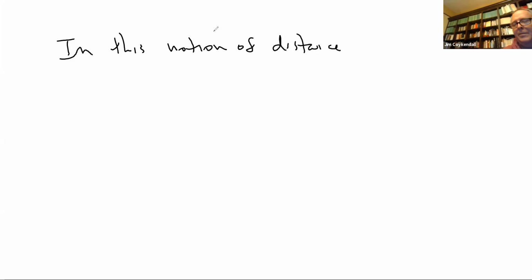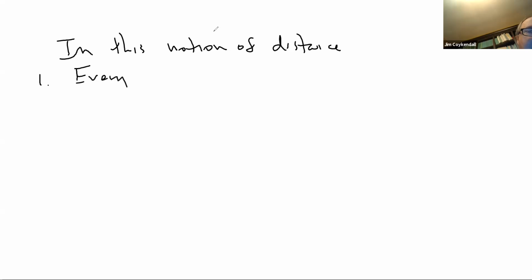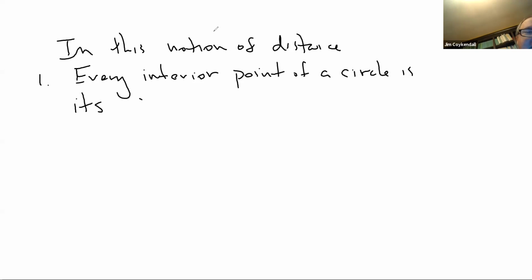Here's some weird consequences in this notion of distance, for example: one, every interior point of a circle is its center. Every interior point is the center, which is weird.